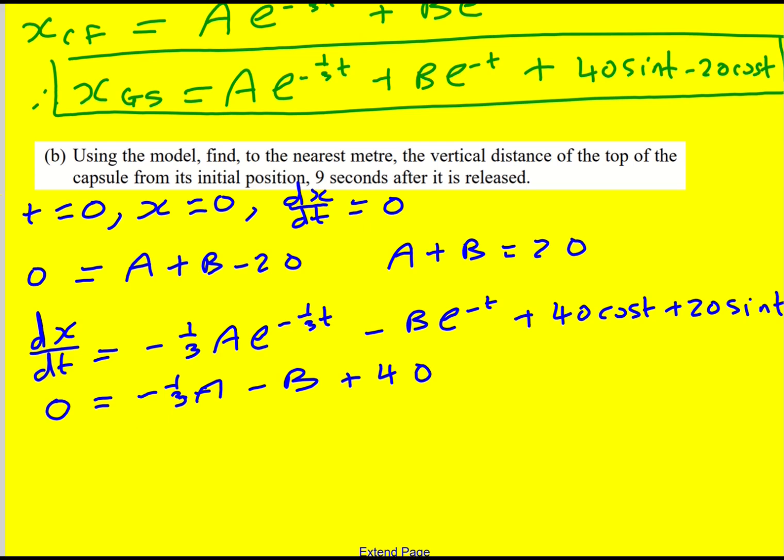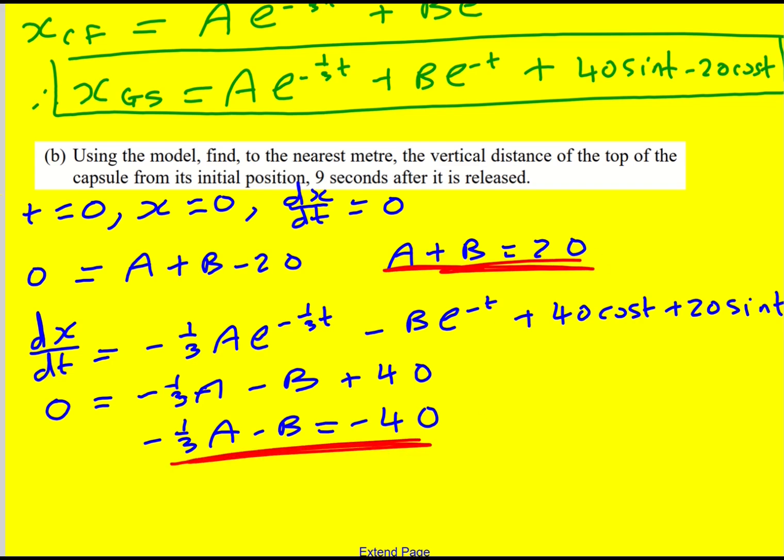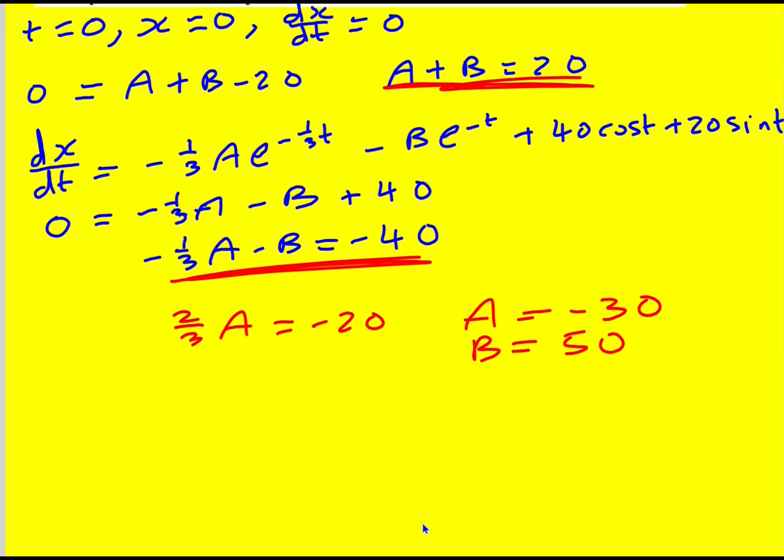Actually, this is perfect. I can write it as minus a third a minus b equals minus 40, and then take this and add them together because the b's are just going to cancel. You could rearrange it and subtract them, but it's easier to add, I think. So 2/3 a is going to equal minus 20 times 3 divided by 2. A is going to equal minus 30. Then b is going to equal 50 because the two sum together to give 20, and we're so close now.